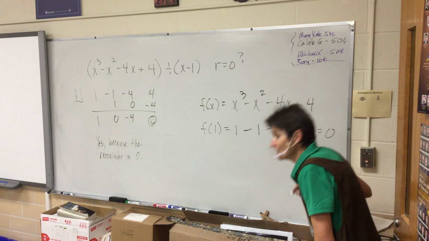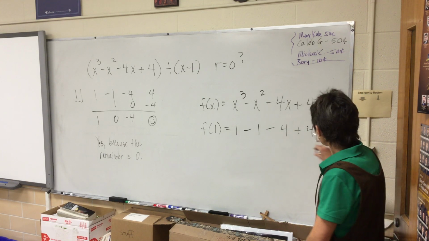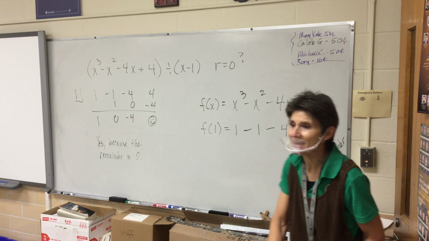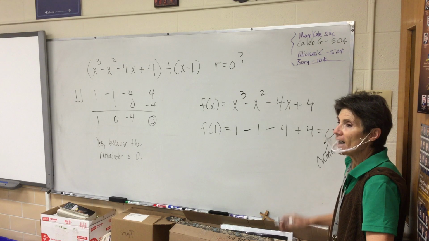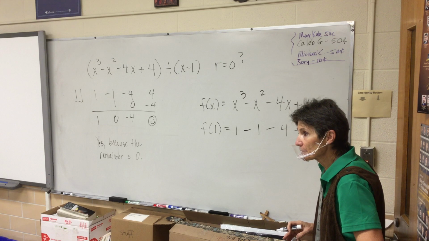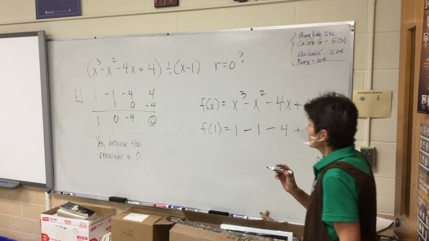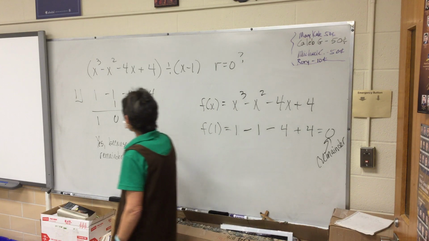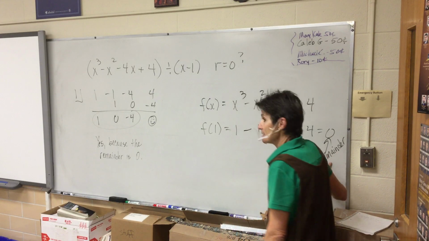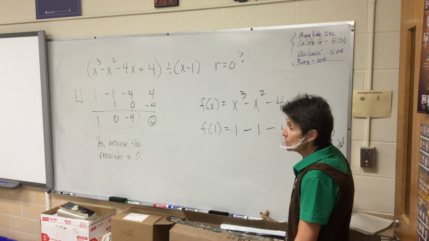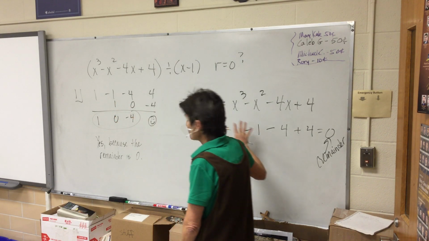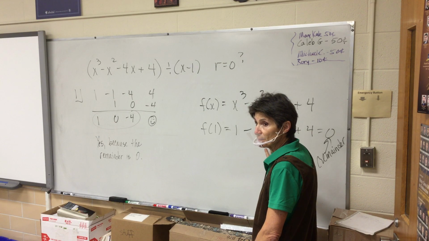Zero. Thank you. This is the remainder. So you can actually find the remainder by plugging in if you don't want to divide. Every time, that will work. Now, what that doesn't do, it doesn't give you the rest of the problem. We don't need it in this case. All it gives you is the remainder. So you can always find the remainder by dividing, but you can also find the remainder by doing this.